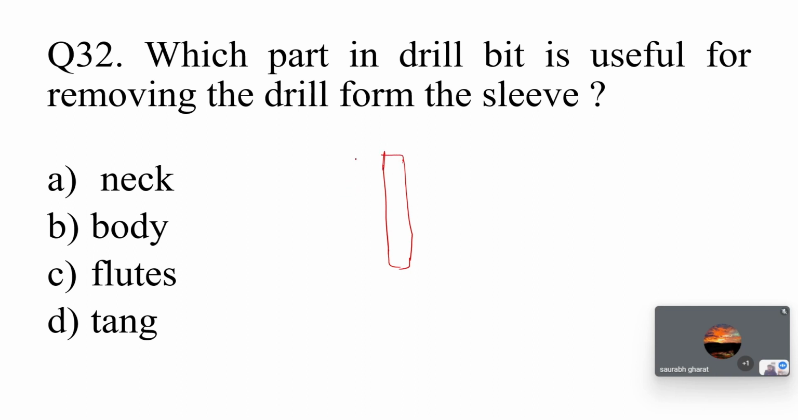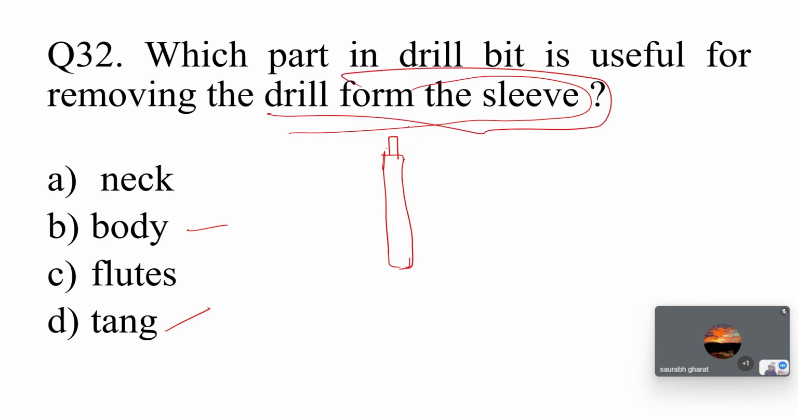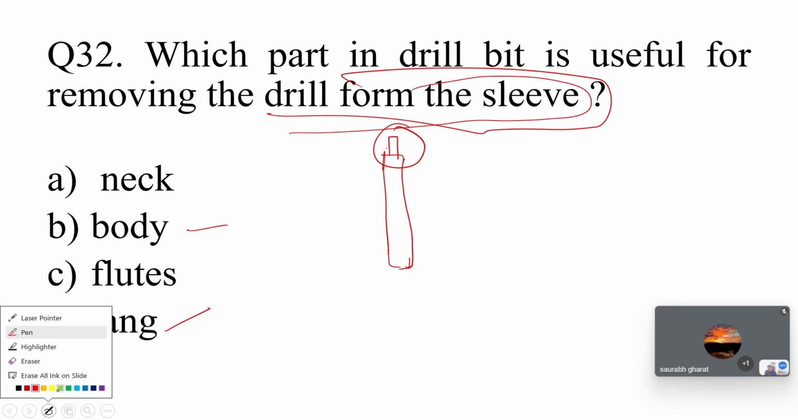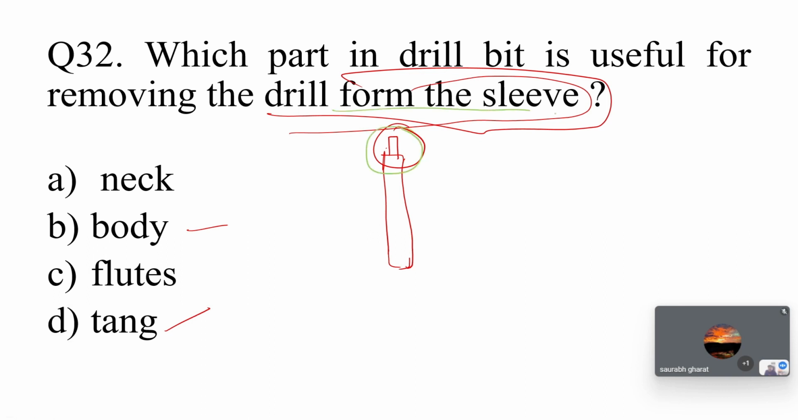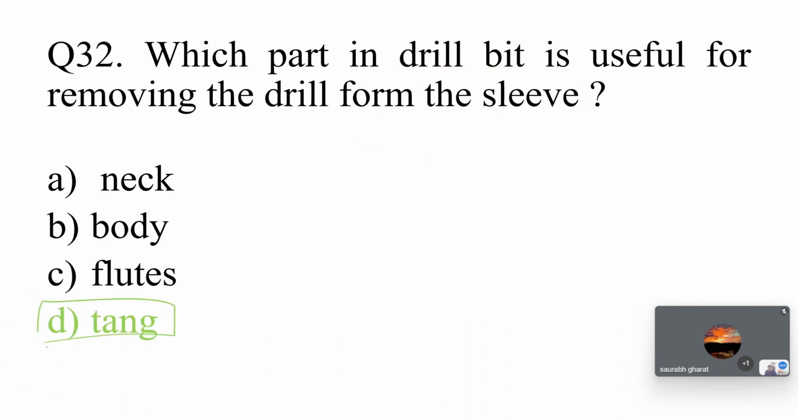The flute doesn't have anything to remove it from the sleeves. Your body also doesn't, and the neck also doesn't have anything to remove it from the sleeve. So only the tang is the correct answer, because the tang is the flattened part here at the top, like this. Consider this is your drill bit and this is the tang part, which is used to remove the drill from the sleeve. You can check the drill geometry. This part is the tang and it is used to remove the drill from the sleeves. This tang is your correct answer.